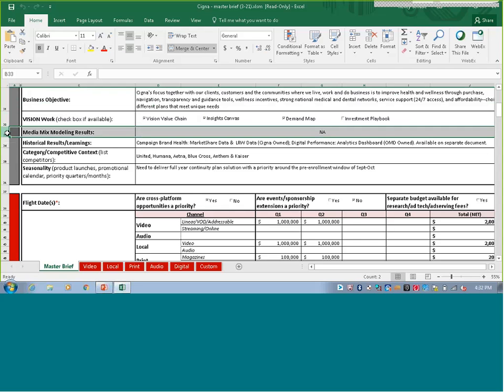Here's what I mentioned earlier, again, media mix modeling. If you have it, that's great. If not, no big deal. Historical results and learnings. Again, we all have historical results and learnings, so let's make sure that our investment teams can understand that.